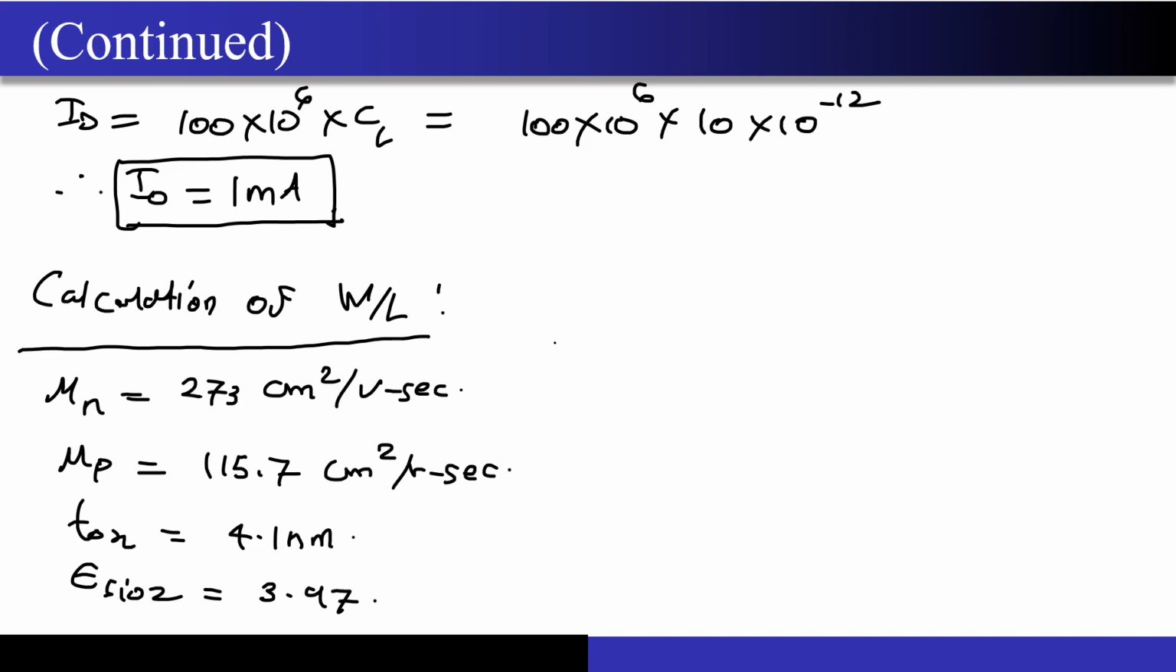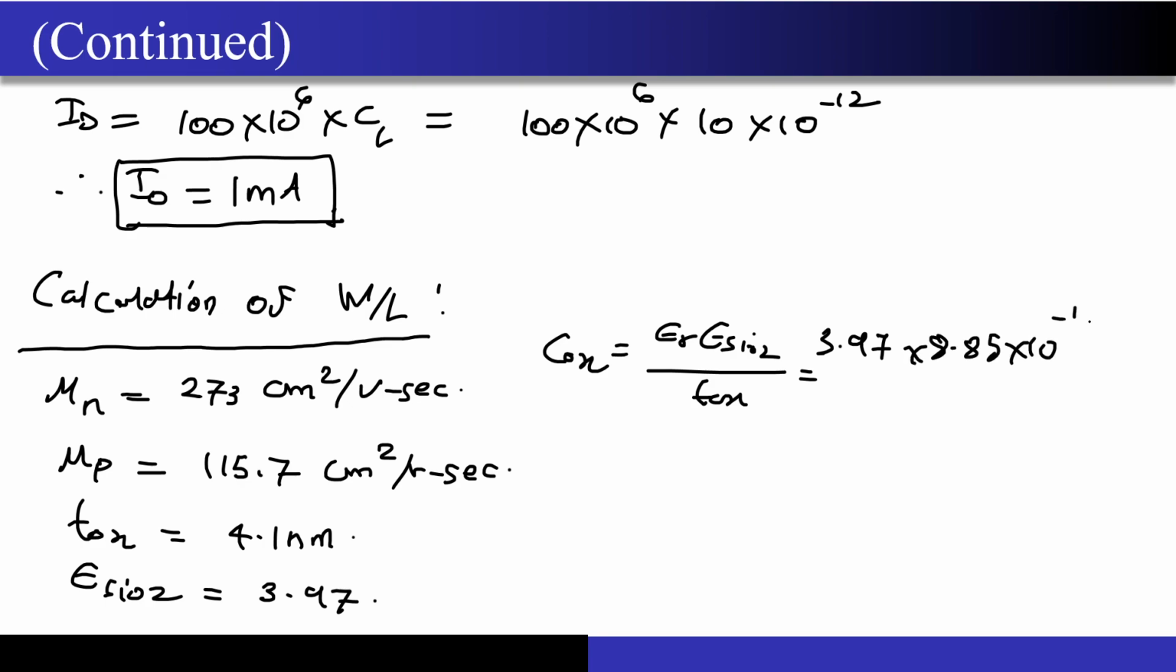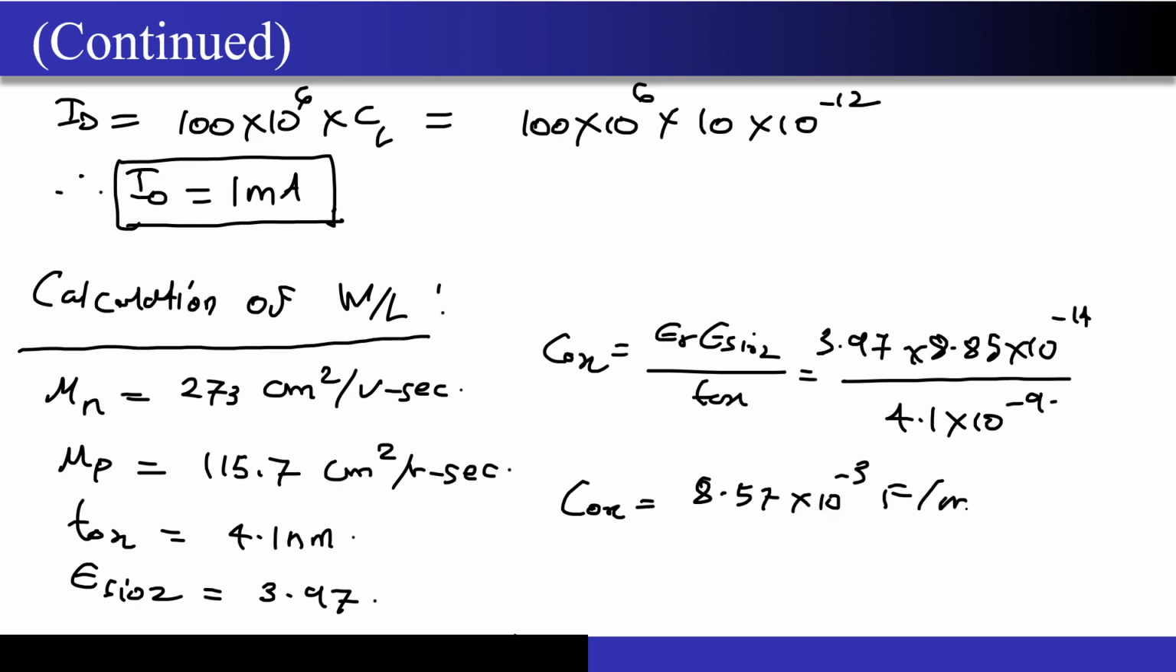Because we need the COX in the current equation. So COX is what? Basically it is nothing but epsilon R into epsilon naught divided by TOX. Correct? So this will be what? 3.97 into 8.85 into 10 to the power minus 14 divided by thickness of oxide, which is what? 4.1 nanometer, 4.1 into 10 to the power minus 9. Correct? So the COX will be coming as 8.57 into 10 to the power minus 3 farad per meter square.